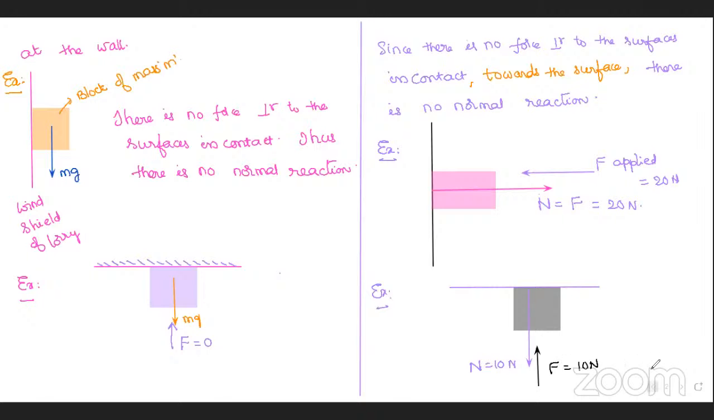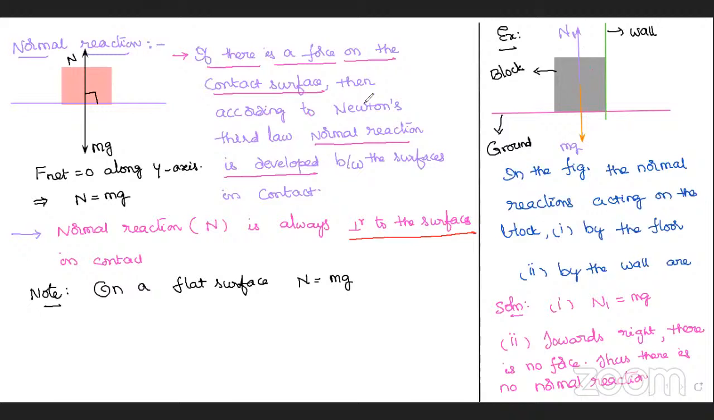So first thing, when the normal reaction is generated. Second thing, if it is generated, in what direction it is generated. That also, don't forget. It always acts perpendicular to the surfaces in contact. Don't forget.